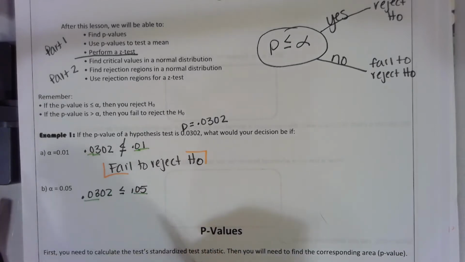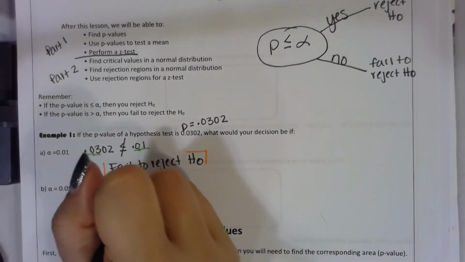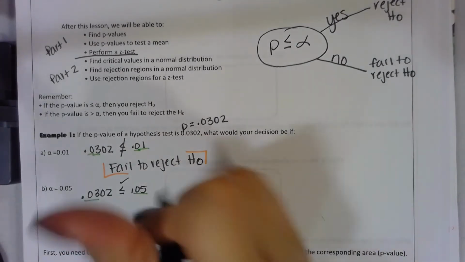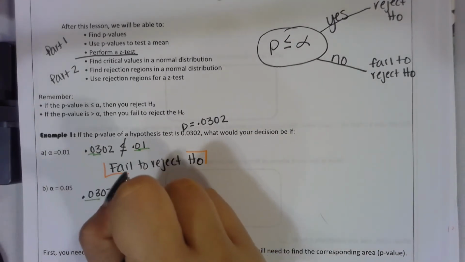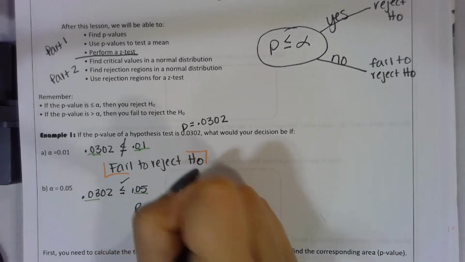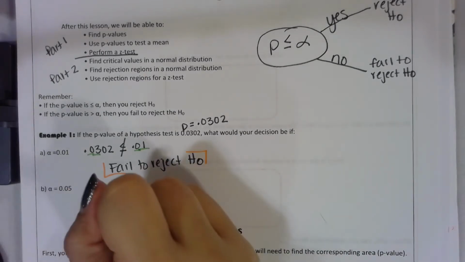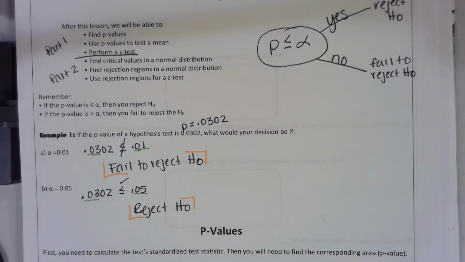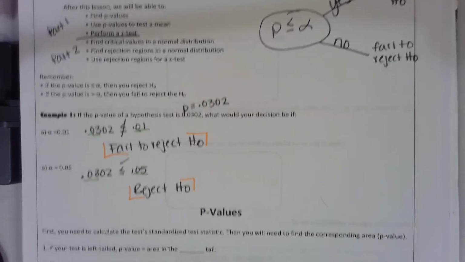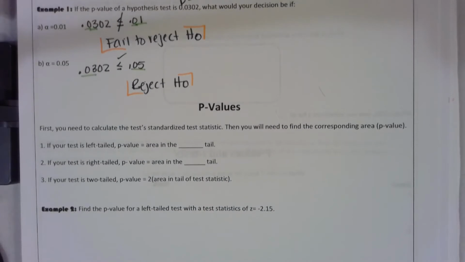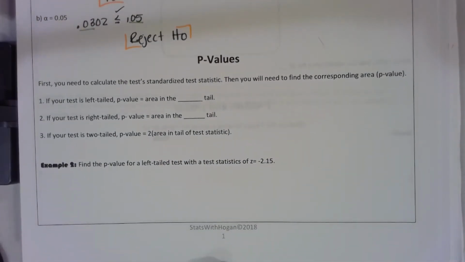Okay, now talking about p-values. That's when your p-value is given. If you need to calculate it, most of the time you're first going to have to calculate the standardized test statistic, which we'll talk about in a minute. Then you will need to find the corresponding area. The corresponding area is going to be your p-value. Depending on what kind of tail test you have, if it's left-tailed, then your p-value is equal to the area in the left tail. If you are right-tailed, then your p-value is equal to the area in the right tail.